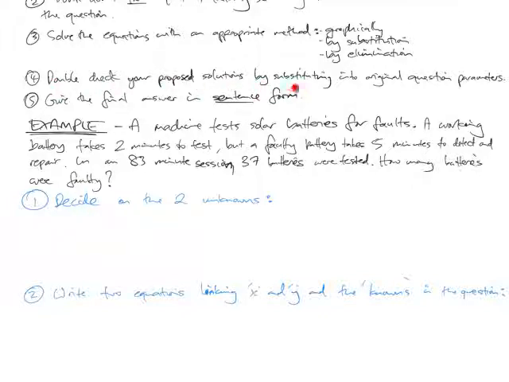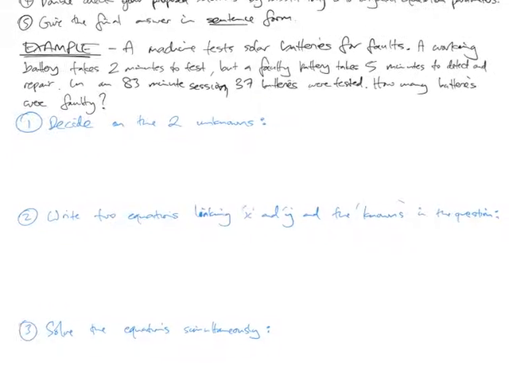Step 4, you need to double check your proposed solutions by substituting into the original question parameters. You can't just give the solution and go, that's the answer. You need to double check if they're realistic or not, and also if they agree with the information provided in the first place. And lastly, you need to give the answer in sentence form. Don't just give me numbers as a solution.